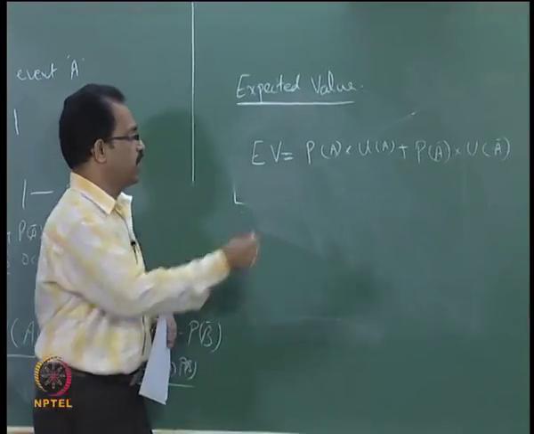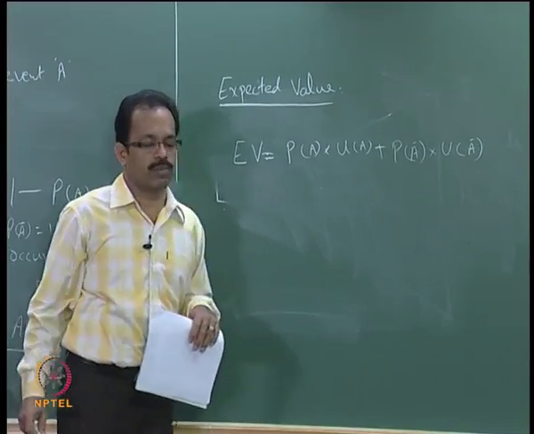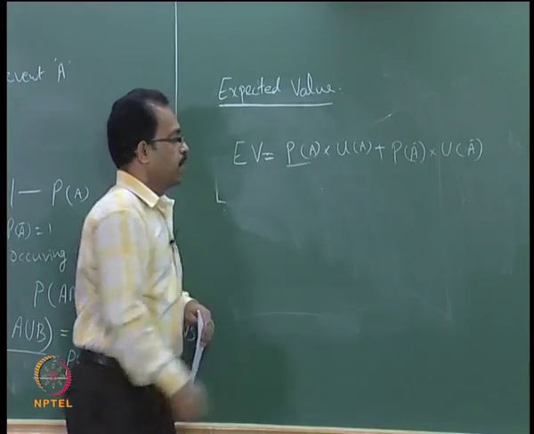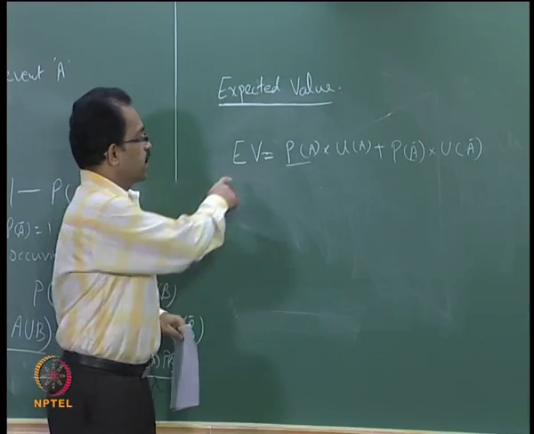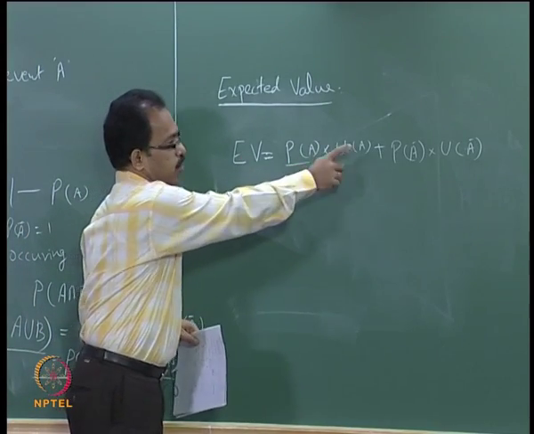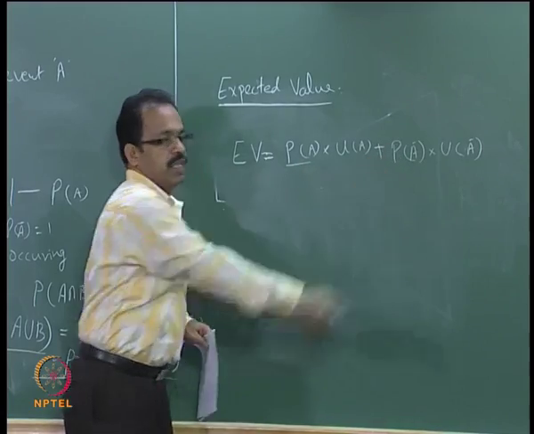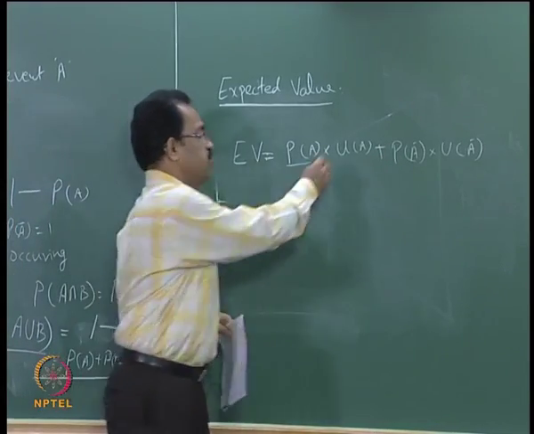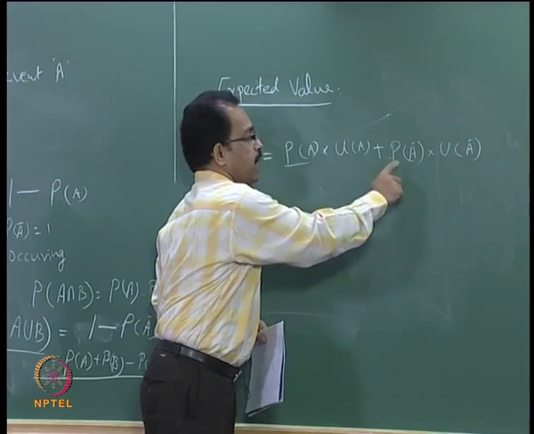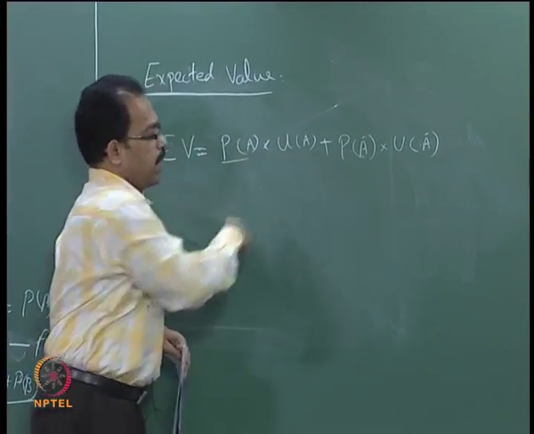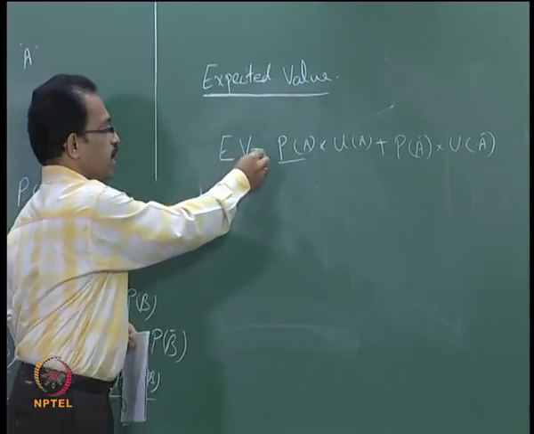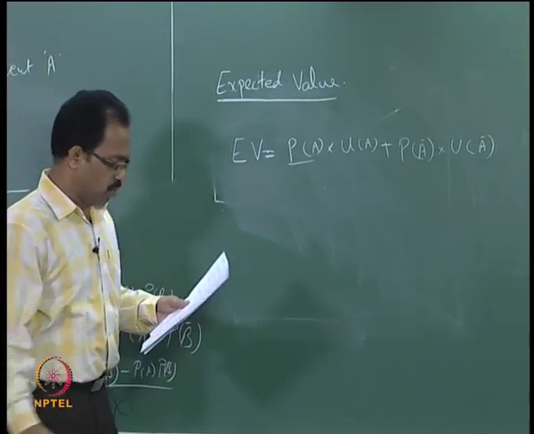That is, if you have an event A which has a probability of PA and it has a utility of U, then the expected value is given as PA multiplied by UA plus PA complement multiplied by UA complement, that is, if it is not happening, what is the utility, and if it is happening, what is the utility, and you multiply the probability with the utility and add them, then you will get the expected value of that particular event.